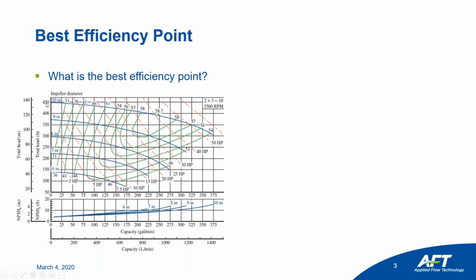For our 10-inch impeller, we can see that our efficiencies grow from 31 to 36 all the way up to 58.7. So on the 10-inch curve, it's really easy to determine the best efficiency point. We can just look at where this 58.7 is, draw a line straight down, and it'll be around 245 or so. In our case, our pump that we purchased is a 9-inch.